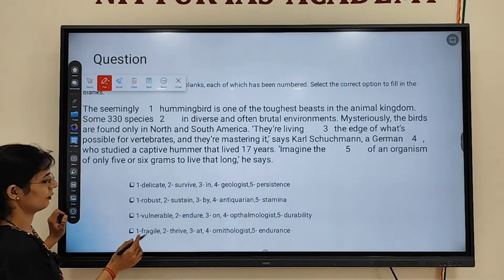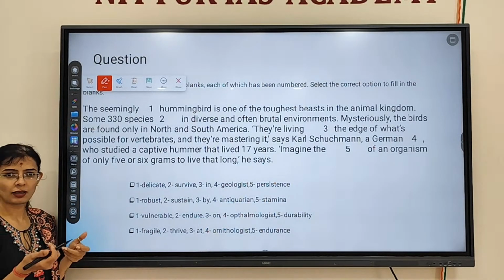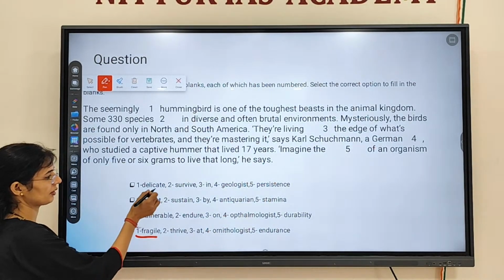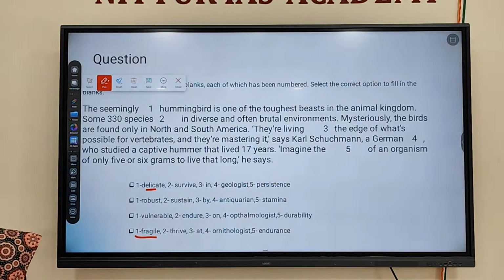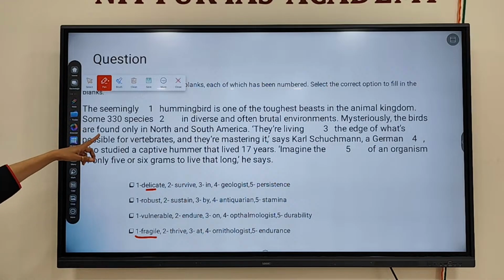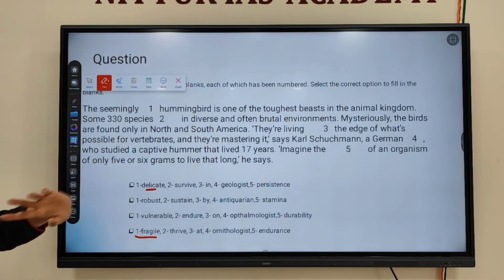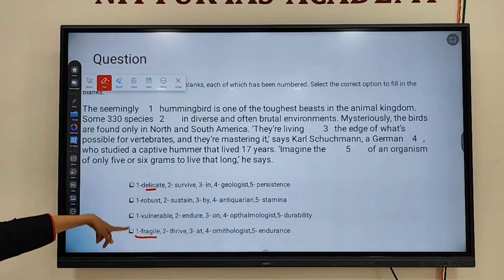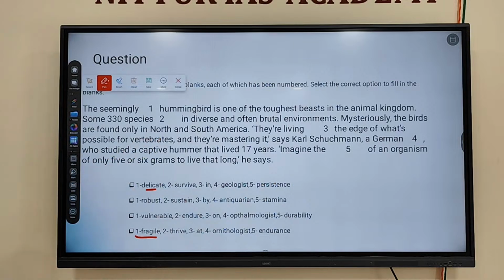Fragile is something that is easy to break, easily broken or damaged. Delicate is also something like a delicate darling. Okay, so seemingly delicate hummingbird is one of the toughest beasts. Seemingly fragile hummingbird is one of the toughest beasts. I think these two sound good, right? Let us see the next one to be sure.